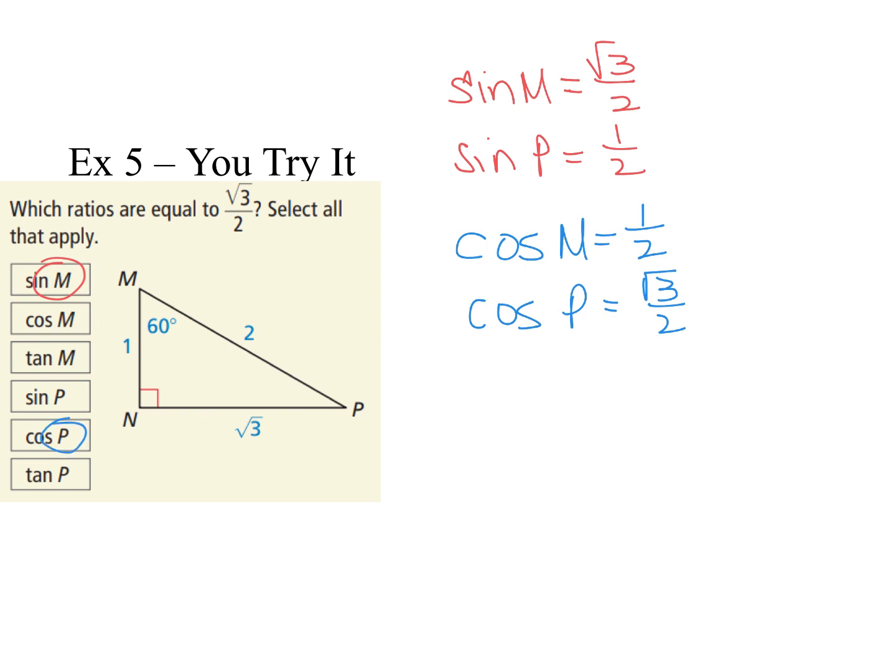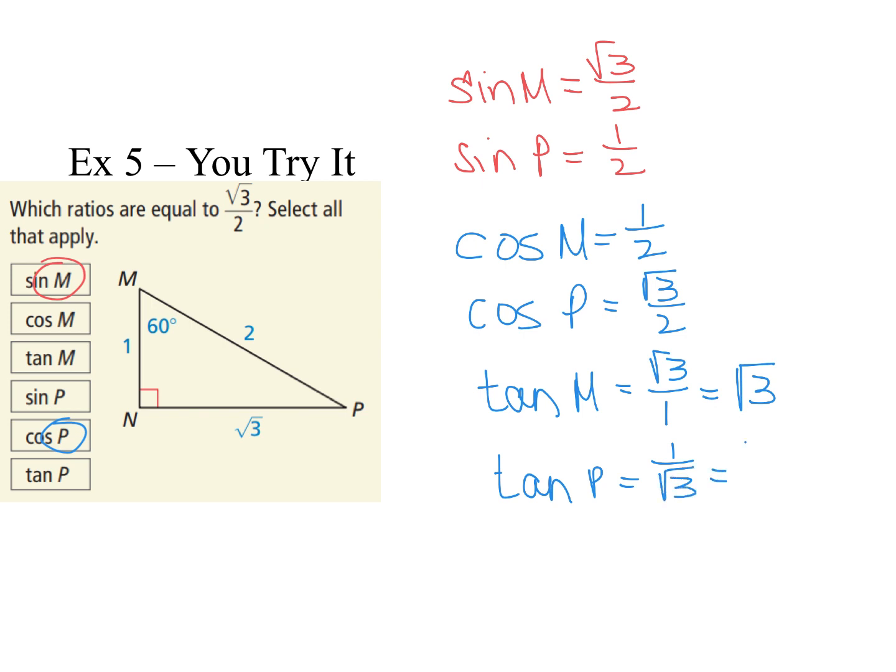And then when we look at our tangent of m, it is going to be the opposite, which is the square root of 3, over the adjacent, which is 1. So this will simplify down to the square root of 3. And the tangent of p is going to be the opposite, which is 1, over the adjacent, which is the square root of 3. And this is going to give me the square root of 3 over 3 once I rationalize.